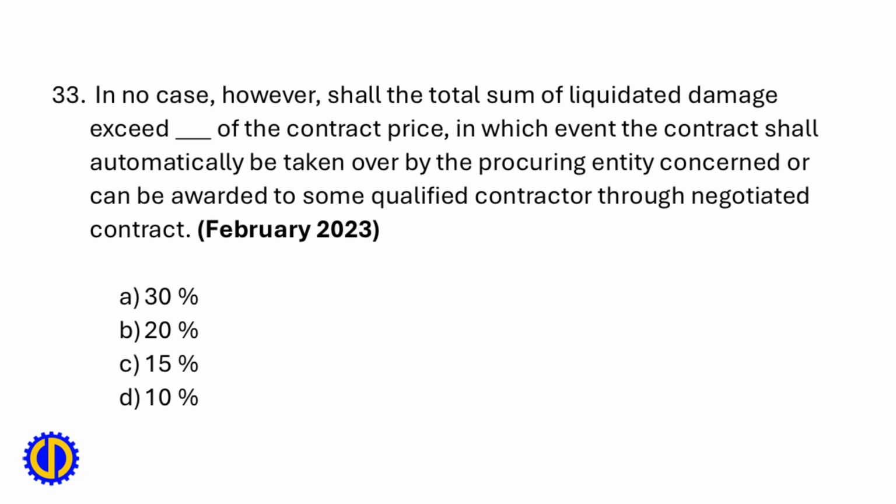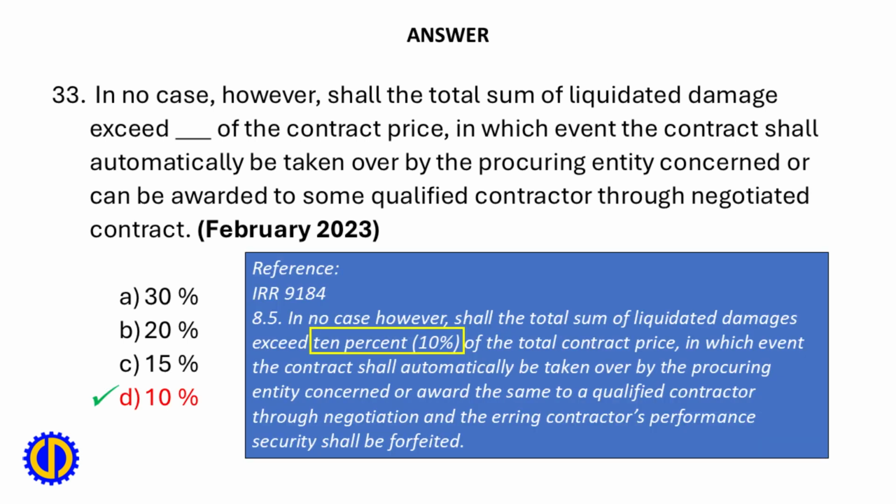33. In no case, however, shall the total sum of liquidated damage exceed blank of the contract price, in which event the contract shall automatically be taken over by the procuring entity concerned or can be awarded to some qualified contractor through negotiated contract. A. 30%, B. 20%, C. 15%, D. 10%. D. 10%. Reference: IRR 9184. In no case, however, shall the total sum of liquidated damages exceed 10% of the total contract price.